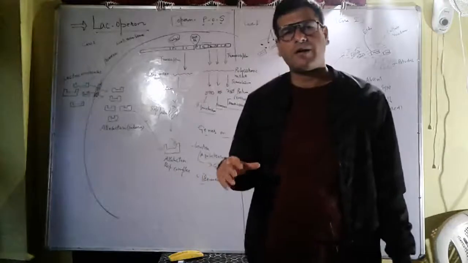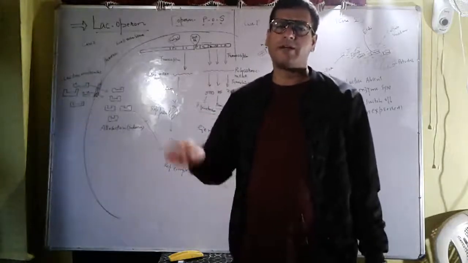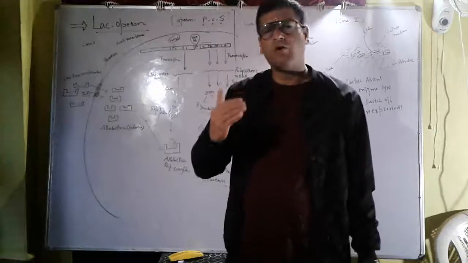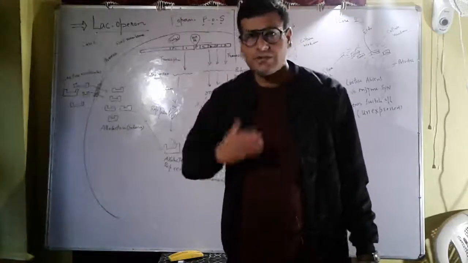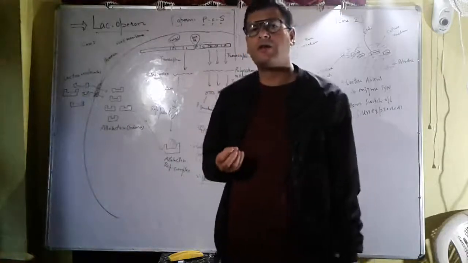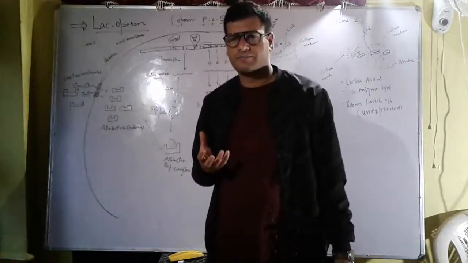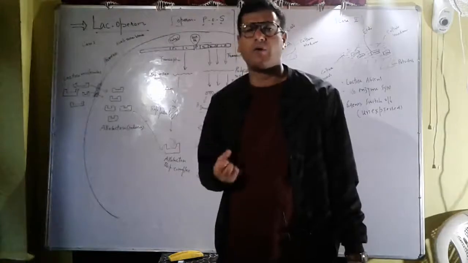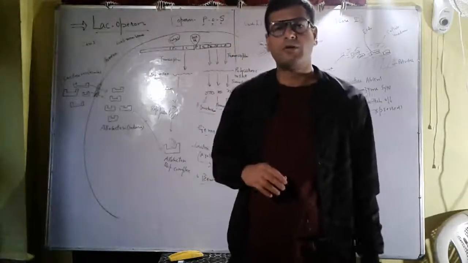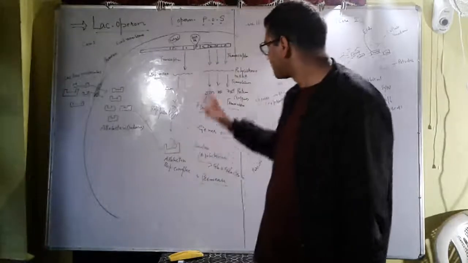It will form the mRNA that is called polycistronic mRNA. Polycistronic mRNA is that type of mRNA which has the information for the synthesis of several proteins, for the synthesis of several enzymes. It is the character of bacteria, that they have polycistronic genes, or polycistronic mRNA. Whereas in eukaryotes, they have monocistronic mRNA.